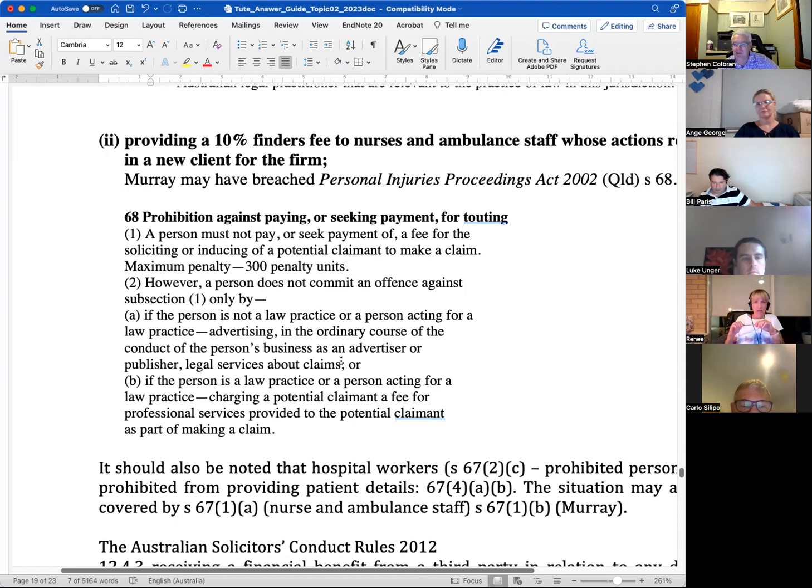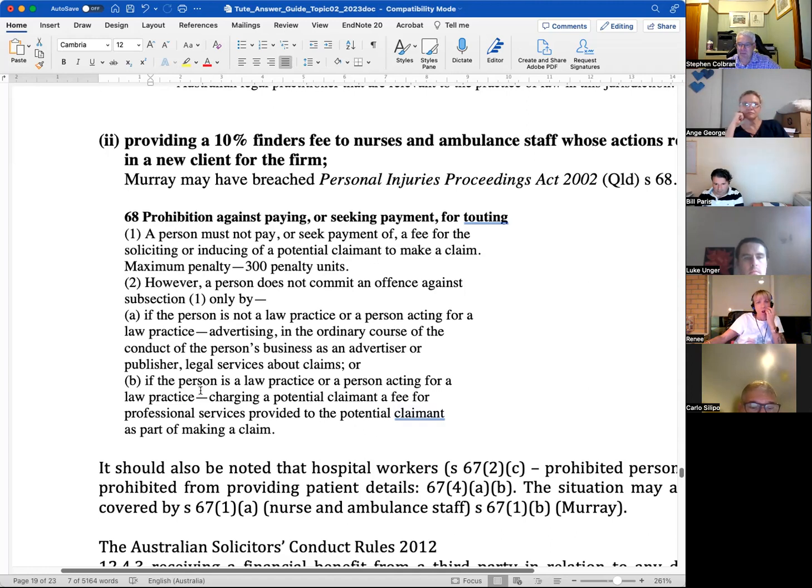So they're not a law practice. They're not a person acting for a law practice. So it's not Murray. It's not the nurse, because the nurse would in effect be acting for the law practice, as an agent getting paid a fee to find somebody. So somebody who's advertising in the ordinary course of their business as an advertiser could be your local printing shop, or a marketer who printed up the business card. They're not caught by this. Or someone advertising the practice in a magazine or whatever. Yeah, that's right. So there are some protections for certain sorts of people.